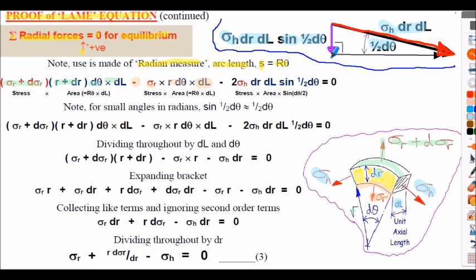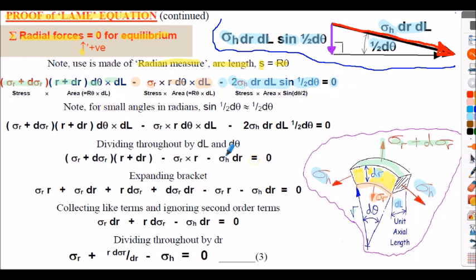So here's the calculation. Notice there are two of them because we've got one either side of our element in the hoop direction. So it's twice times the sigma h times dr times dl times the sine of a half d theta. Notice that's negative because, again, that's down the page. And that should all equal to zero for equilibrium.